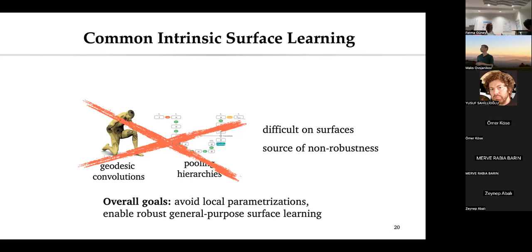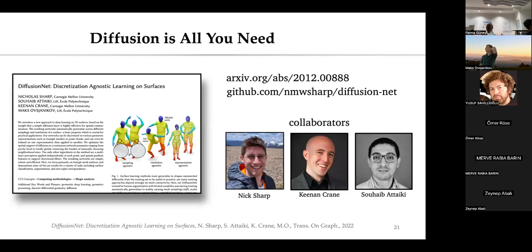So one paper that came out last year, that initially I actually put on arXiv and called "Diffusion is All You Need", but now I think this "all you need" trend is kind of dying down. So we said, okay, I'll remove this. So now it's called DiffusionNet, discretization agnostic learning on surfaces. And this is joint work with Nick Sharp and his advisor Keenan Crane at CMU, and my students. Nick came to visit us at École Polytechnique. It was a really nice collaboration.